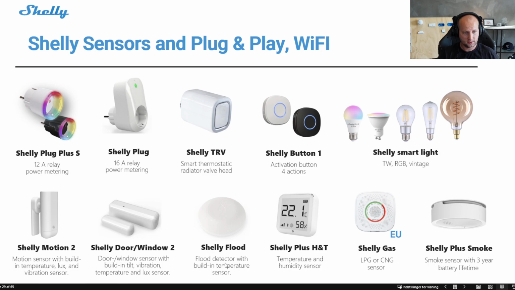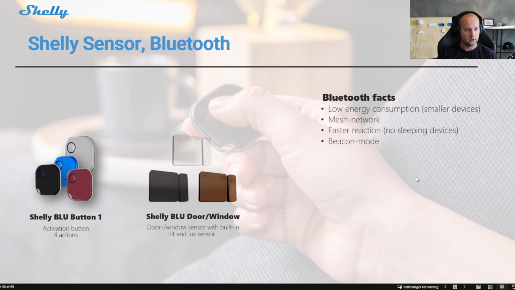We have a flood sensor with built-in temperature sensor, so it can also measure the temperature of the underfloor heating. We have the Plus H&T, which is a humidity and temperature sensor. It can be powered by 4 times AA batteries or constantly powered with USB-C cable. Then we have the Shelly gas sensor, LPG or CNG. So we have two different versions depending on the gas type you have. We have the Shelly Plus smoke sensor, which is a battery operated smoke detector with 3 years of battery lifetime. Good. I think that was it.